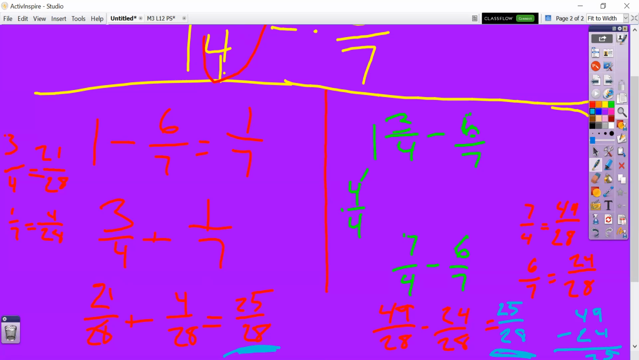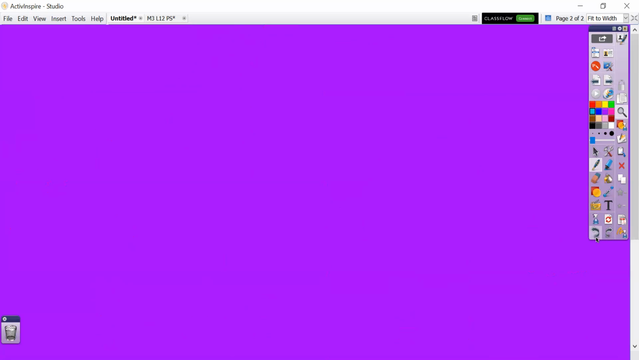Let's do one more before we actually go into the problem sets. All right, so let's try 4 1/2 minus 3 2/3.